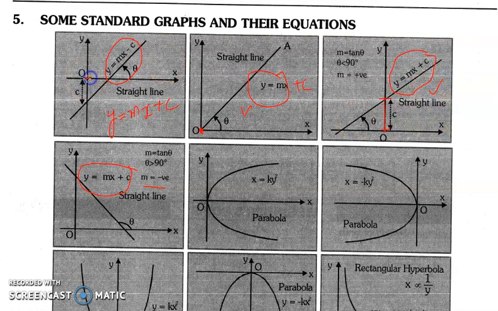While in this case the intercept is being cut on the negative side of the y-axis. So instead of plus c, it would be minus c. So the equation would become y is equal to mx minus c. And in this case, it is cutting the positive part of the y-axis, but the angle made is more than 90 degrees. In the earlier case the angle was less than 90 degrees, but in this case the angle is more than 90 degrees. So the slope would be negative, m is negative, and the equation would be y is equal to mx plus c.